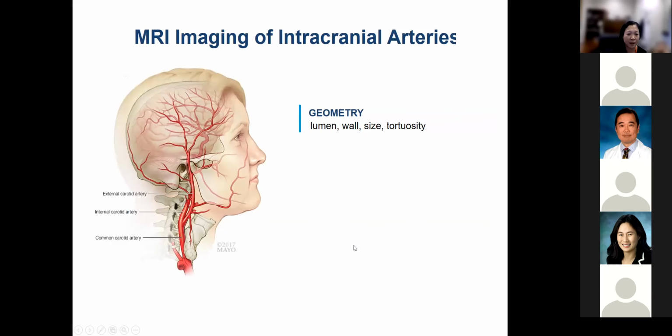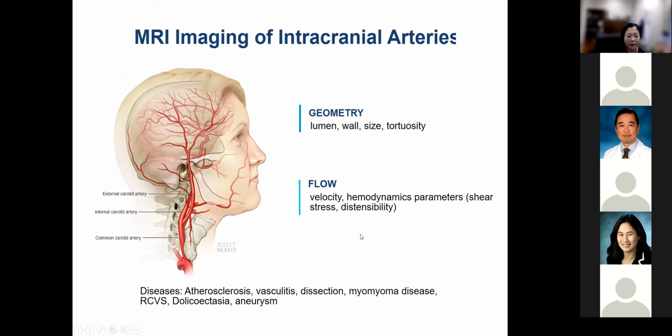Our group's research focus is neurovascular imaging. This is basically what the neurovasculature looks like in the human. We are focused on studying the geometry and morphology information, including the lumen, and also flow, like velocity and hemodynamic parameters, and using this information to help clinicians diagnose atherosclerosis and other vascular disease.